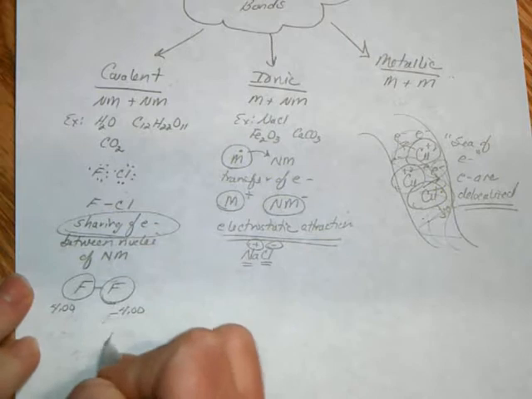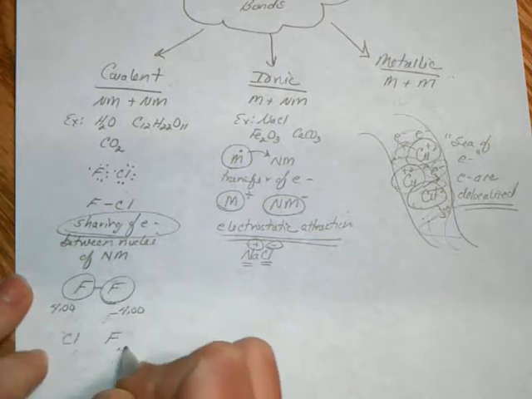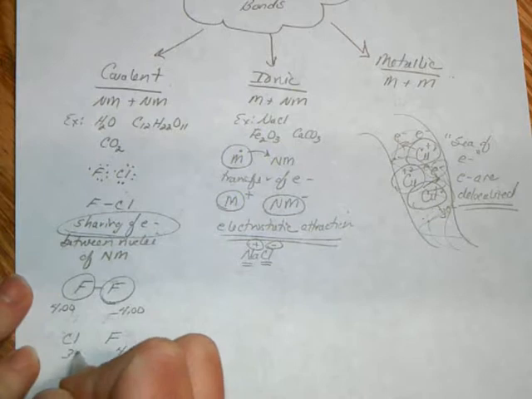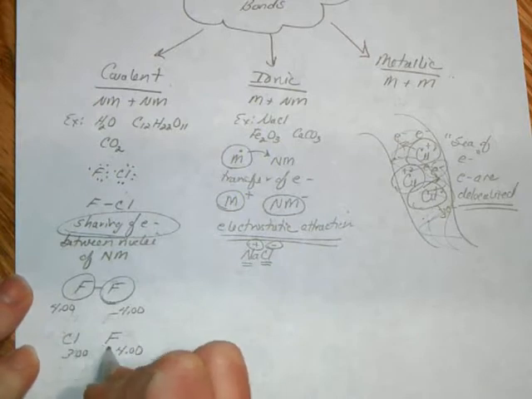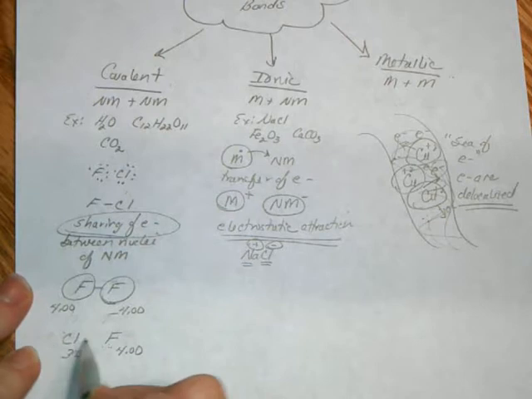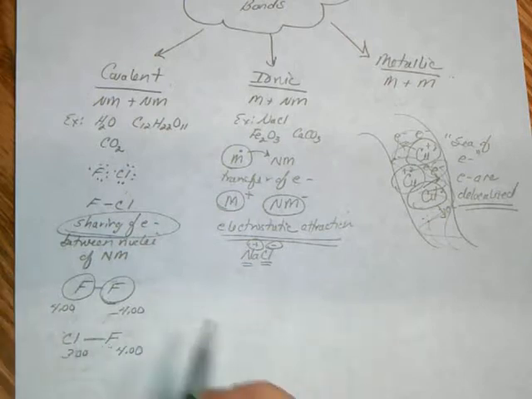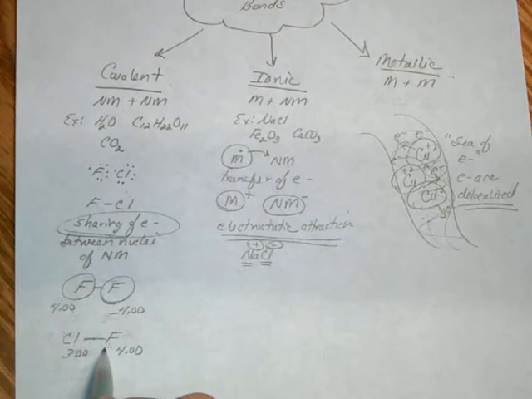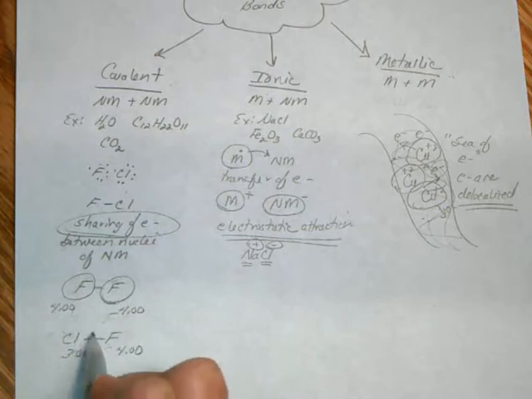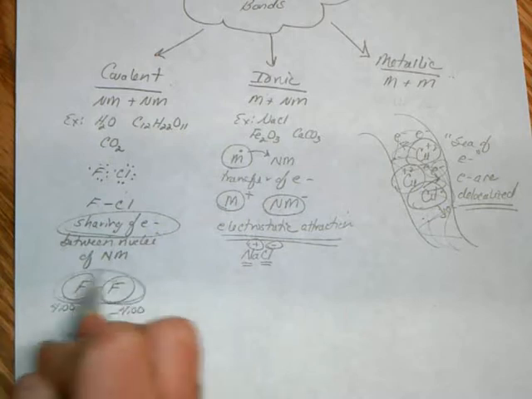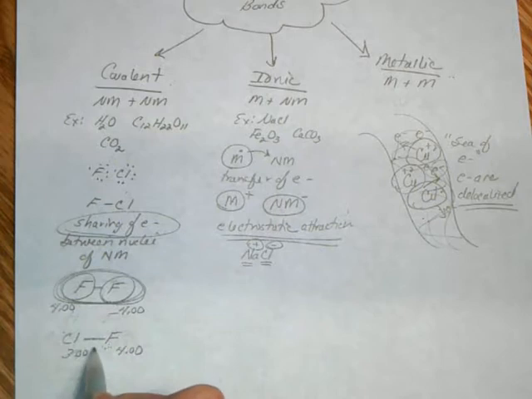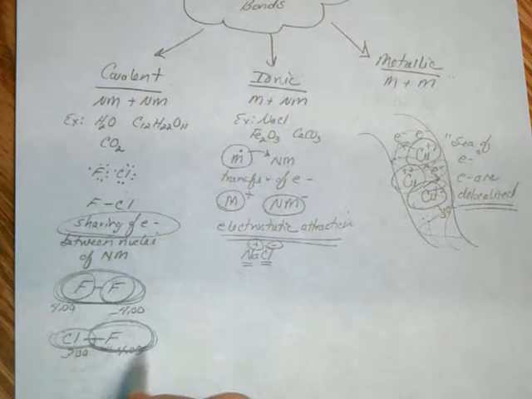However, what if it's between fluorine and chlorine? Fluorine has a value of 4, chlorine a value of 3. Fluorine is much stronger at pulling electrons, and we know why, because it's the smaller element compared to chlorine. So when they share electrons, the electrons are going to spend so much more time around fluorine. If we try to show that graphically, the electrons, which here are being shared equally, here are spending so much more time around fluorine, much less time around chlorine.